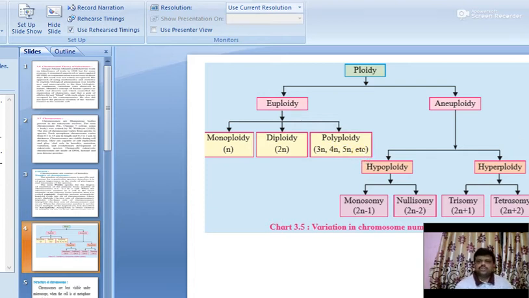Now you see aneuploidy. In aneuploidy, either addition or deletion of one or more chromosomes to the total number of chromosomes in a cell occurs.